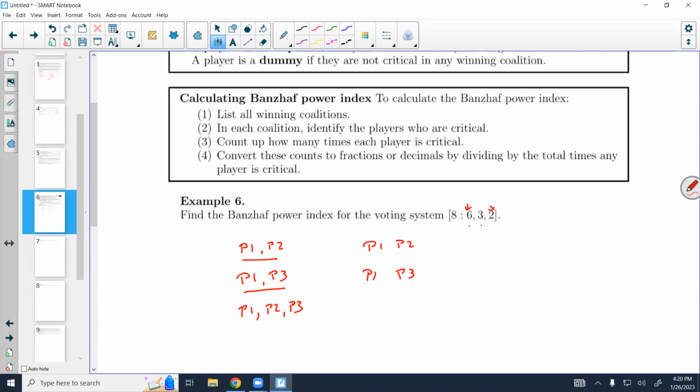And in the third one here, the only player that's critical is player 1. If player 2 drops out, I still have player 1 and player 3, which is 8. If player 3 drops out, I have player 1 and player 2, which is 9. Now, count how many times each player is critical. Player 1 is critical 3 times. Player 2 is critical 1 time. Player 3 is critical 1 time.